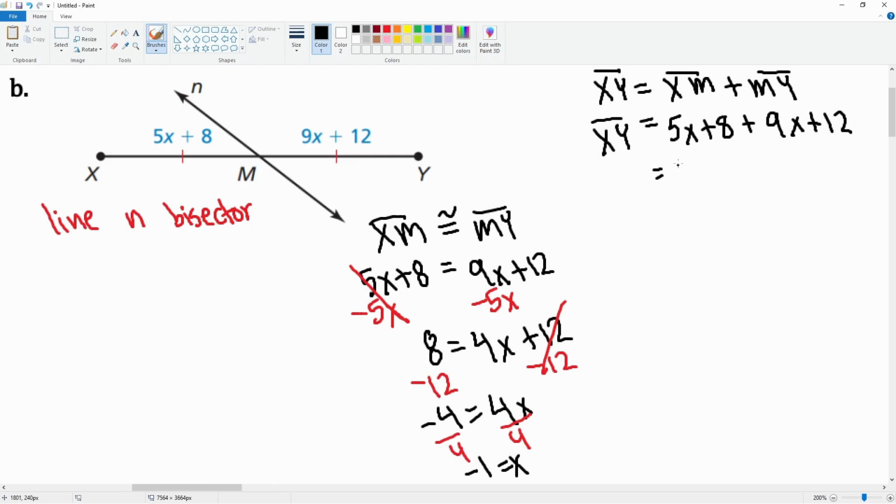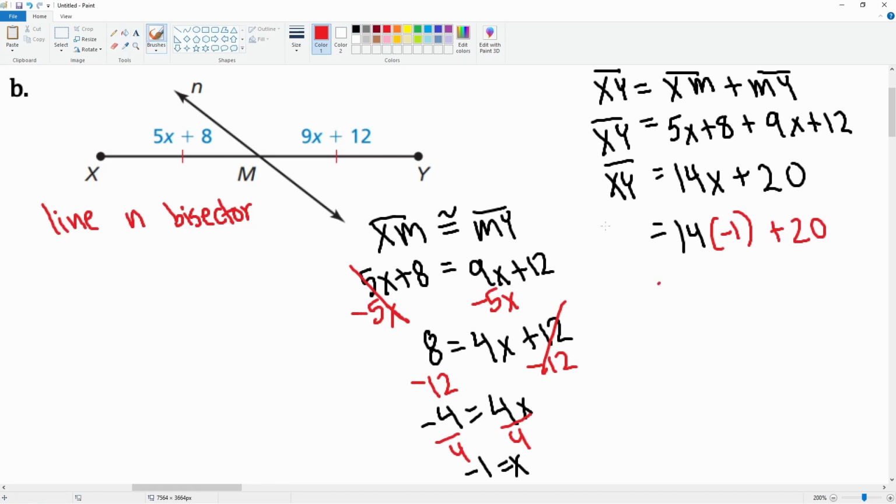All right? So now let's combine some like terms. 9x plus 5x, this gets you 9, 10, 11, 12, 13, 14, 14x. 8 plus 12, which is 20. This is what XY is. Okay? We know that the value of x is -1, so let's make that substitution. We plug in -1 for x plus 20 here. Let's plug that in and figure that out. -1 times 14 is -14. Then we add that to 20.